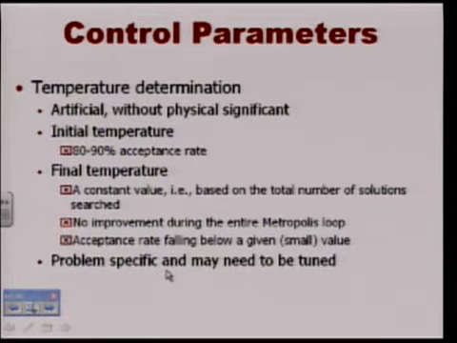And in this case, you don't have so many choices. Basically, the most important control parameter is just the temperature. You want the initial temperature to give about an 80 to 90 percent acceptance rate, meaning that no matter how much worse another solution is, you have a chance to accept it and then try to explore more, right? And then the final temperature is some constant value based on the total number of solutions you already searched. If there's no improvement during the entire Metropolis loop, then your acceptance rate falls below some small value. And this, of course, depends on the problem. And still, you can see there's a so-called exploration and exploitation trade-off on this.